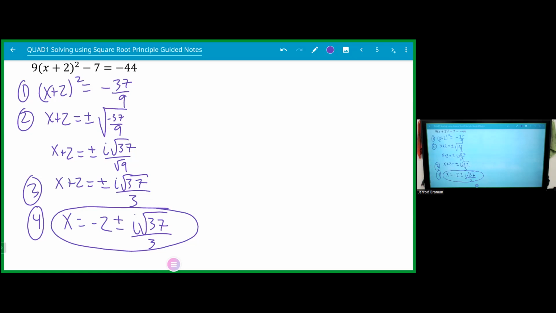But I haven't solved for x. So I need to finish by subtracting 2 from both sides. And I end up with x equals negative 2 plus or minus i root 37 divided by 3. As a reminder, the i's go before square roots, but after whole numbers if they exist.